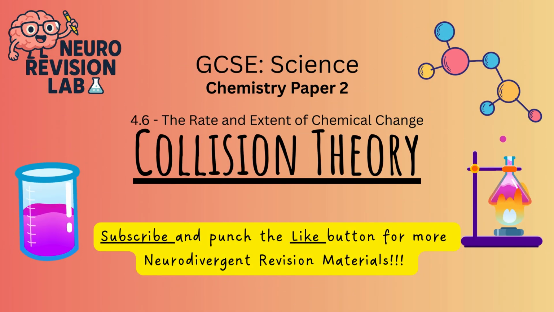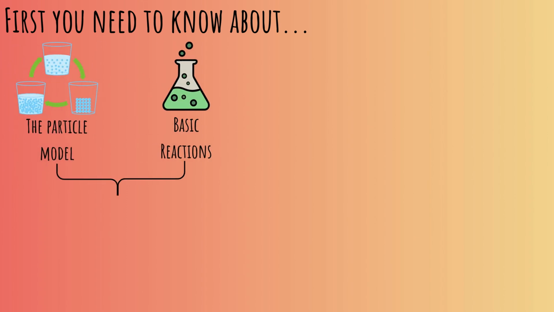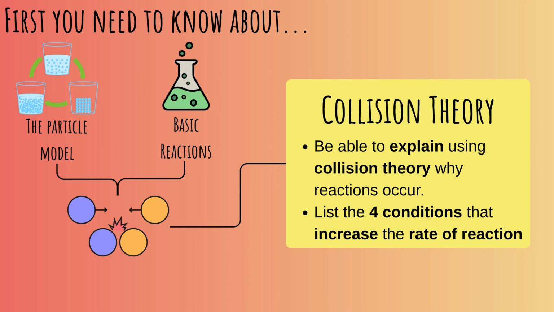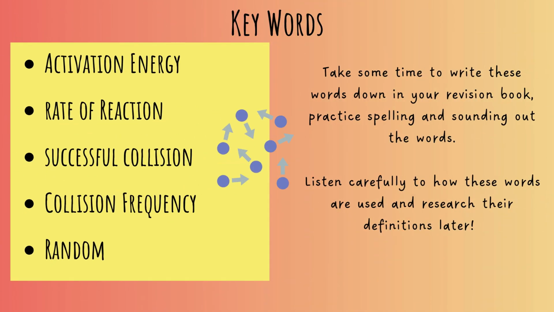Today we're going to take a look at collision theory from the topic rate and extent of chemical reactions. The things you'll need to know first are the particle model and basic reactions. By the end of this video, you'll be able to explain using collision theory why reactions occur, and you'll be able to list the 4 conditions that increase the rate of reaction. Your keywords today are activation energy, rate of reaction, successful collision, collision frequency, and random.